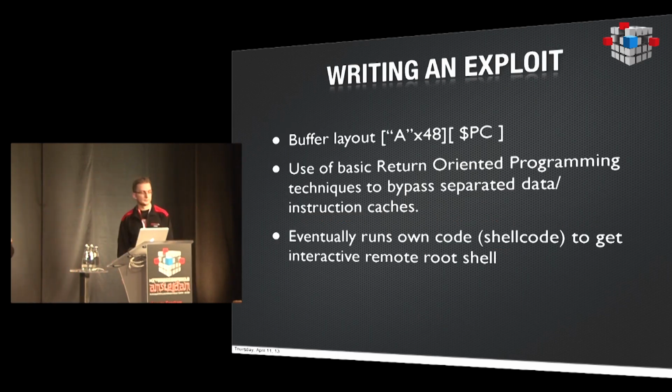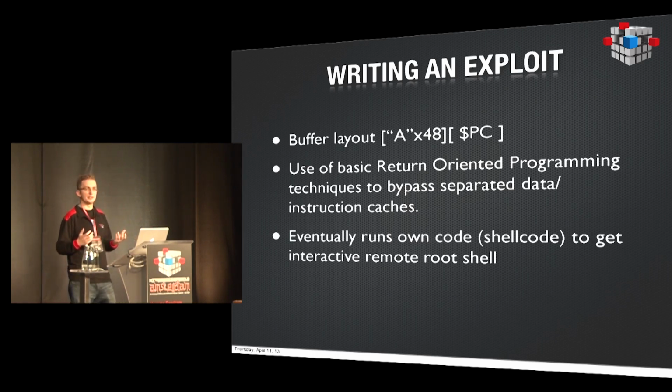So, let's talk about writing an exploit. We quickly started to minimize the buffer and find the exact position of where we were corrupting things and how we could control things. So we found out that if we send 48 characters followed by 4 bytes, these 4 bytes would control the value of PC, the program counter on MIPS.